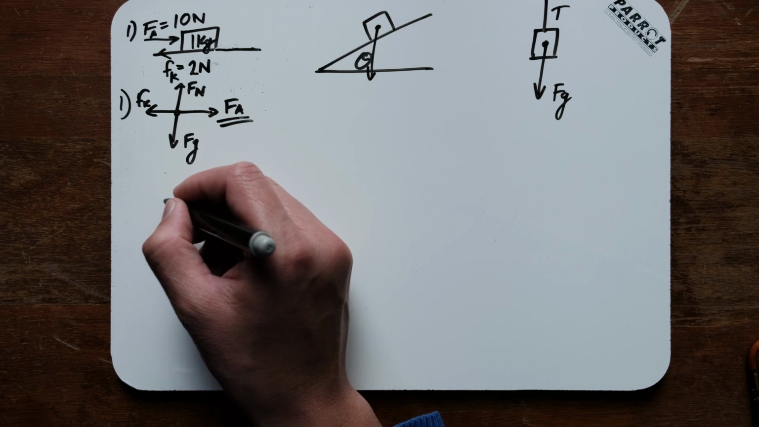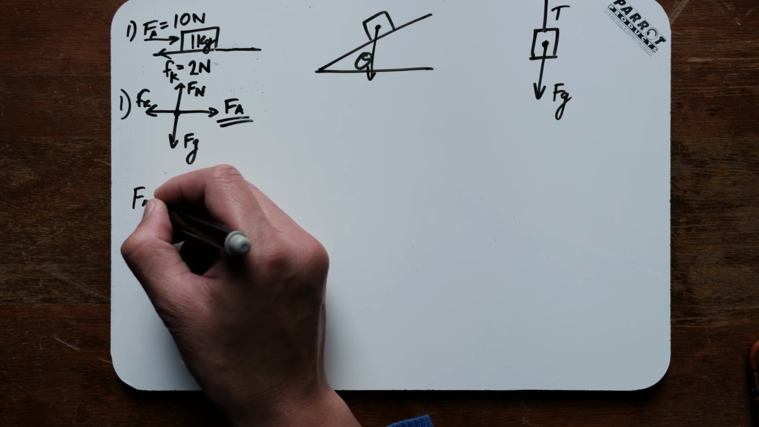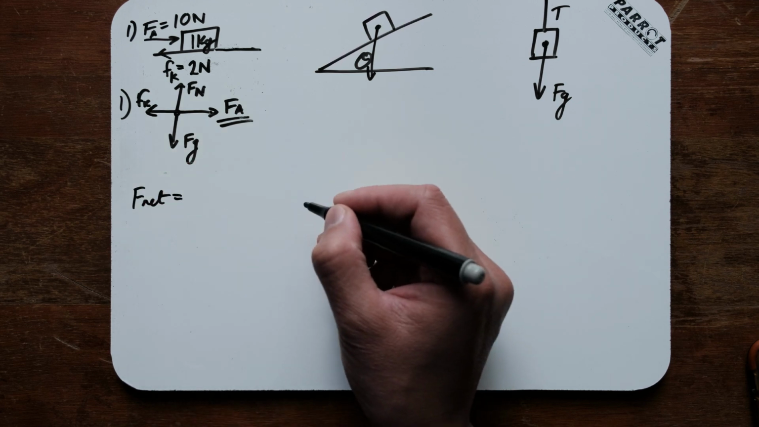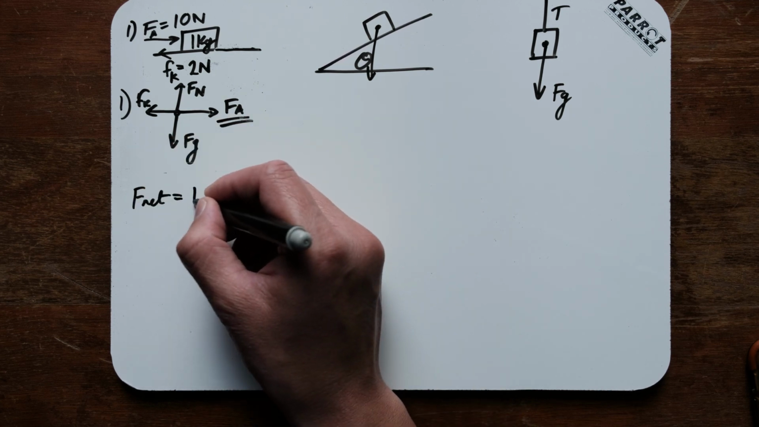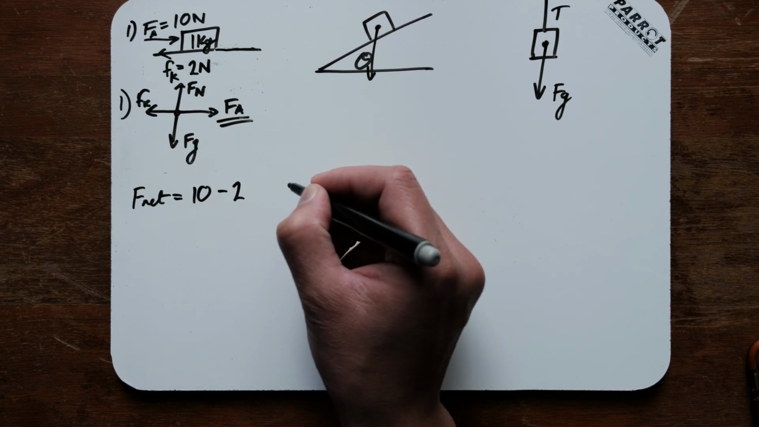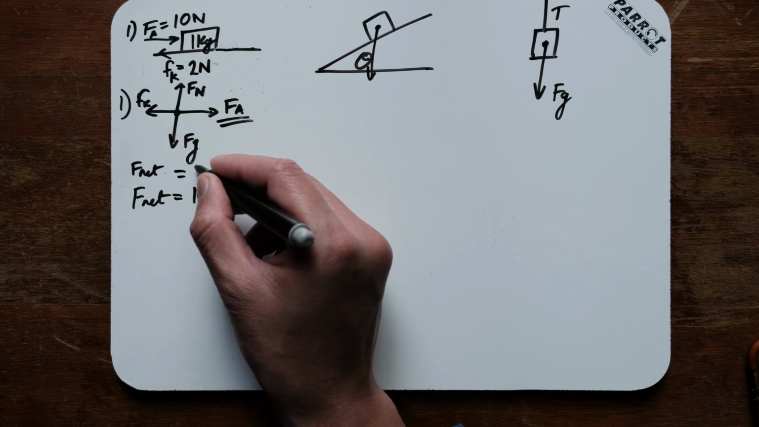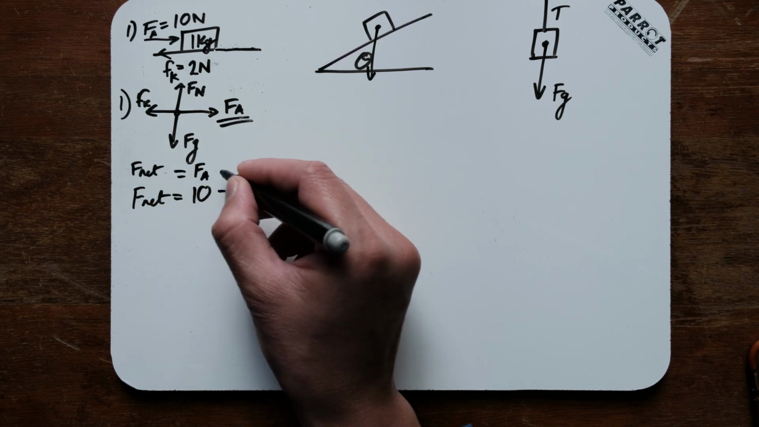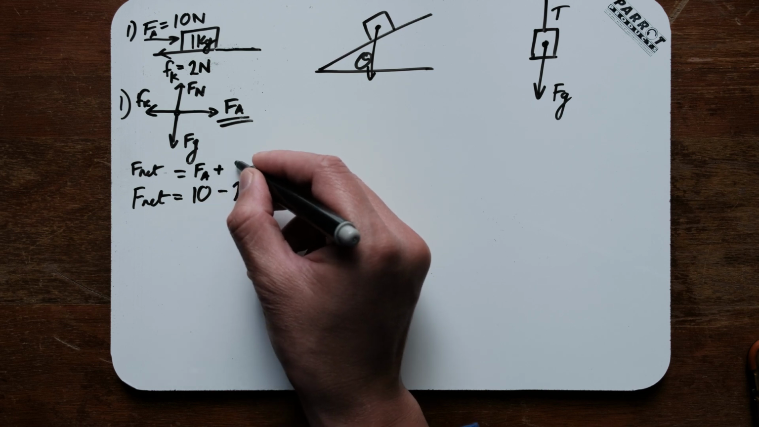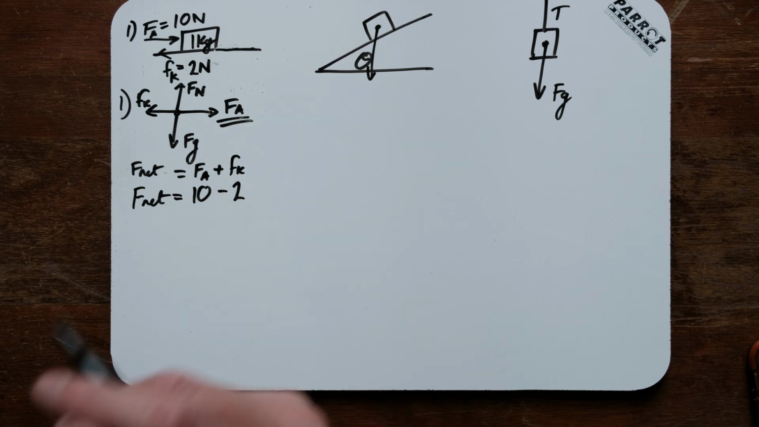Now, our net force would then be taken in terms of 10 minus 2. Alright, if we were to put a step in before that, it would be the addition of the applied force plus the addition of the force of friction.